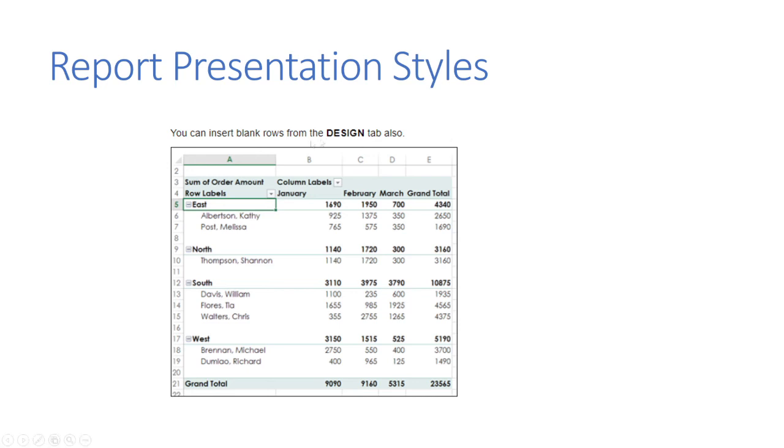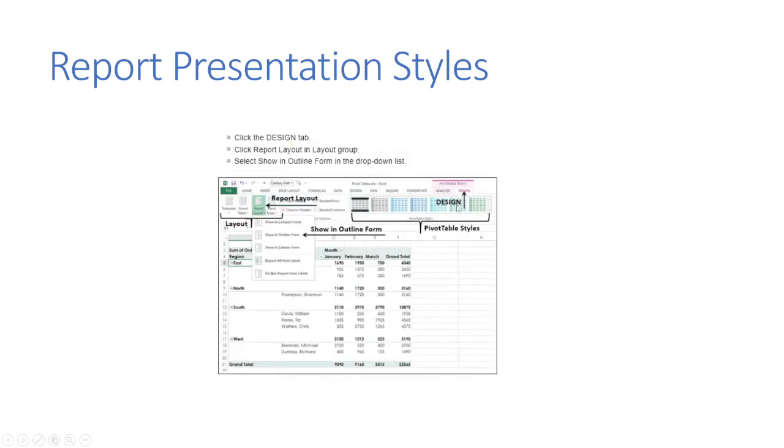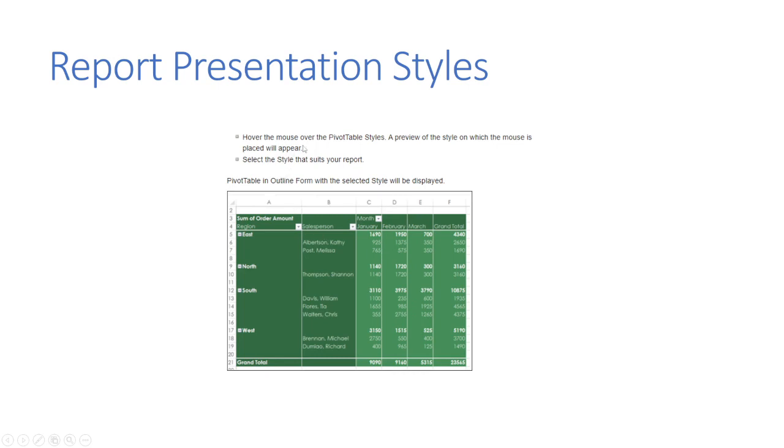You can insert blank rows from the Design tab also. Click the Design tab. Click Report Layout in the Layout group. Select Show in Outline form in the drop-down list. Then, as you move the mouse over the pivot table styles, a preview of the style on which the mouse is placed will appear. Select the style that suits your report. Pivot table in outline form with the selected style will be displayed.